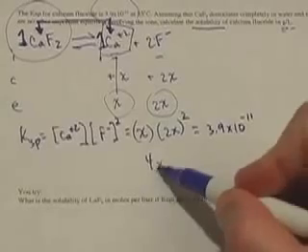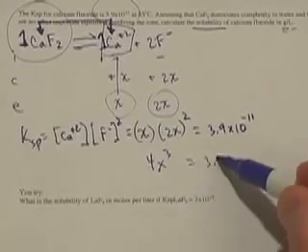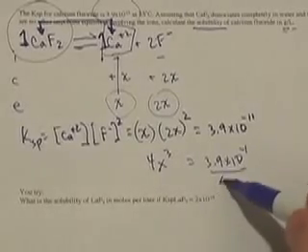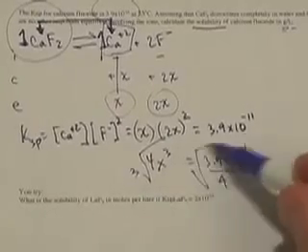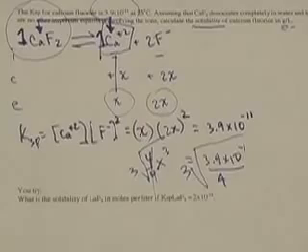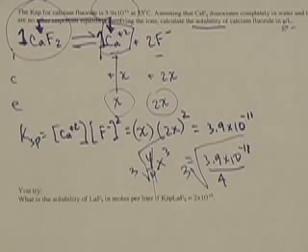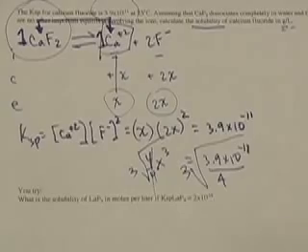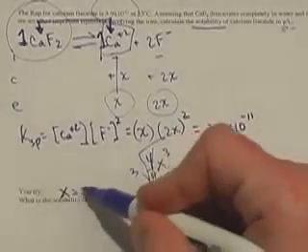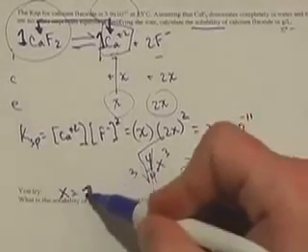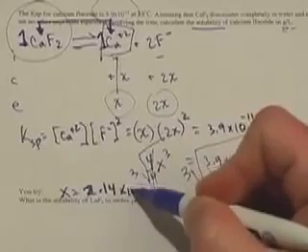Anyway, this turns out to be 4x to the third power is equal to 3.9 times 10 to the negative 11th. Divide both sides by 4, and of course take the cube root of both sides after I divide by 4 here. Oh, this is the negative 11th, I'm sorry. Then take my 3.9, enter, exponent, negative 11th, divide it by 4, and then I'm going to take the cube root of that, so in other words raise it to the 1/3 power, to the 0.33333, and I'll end up with x equaling 2.14 times 10 to the negative 4th.